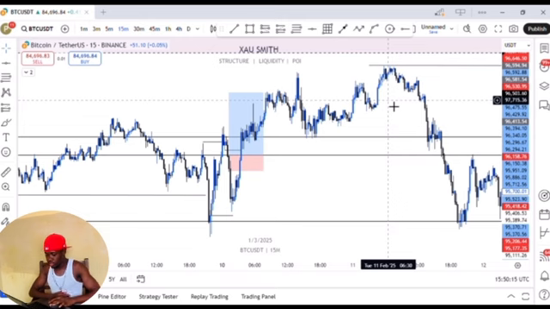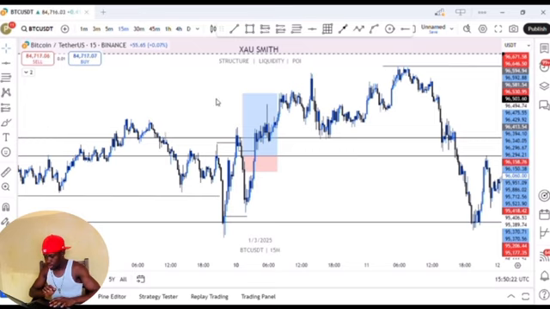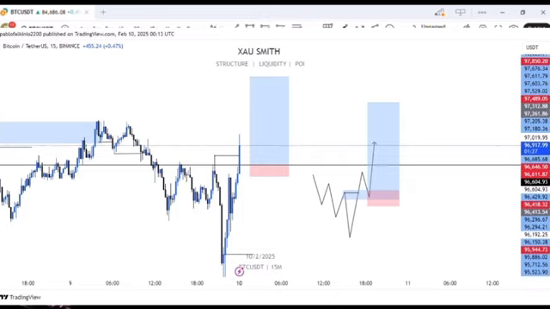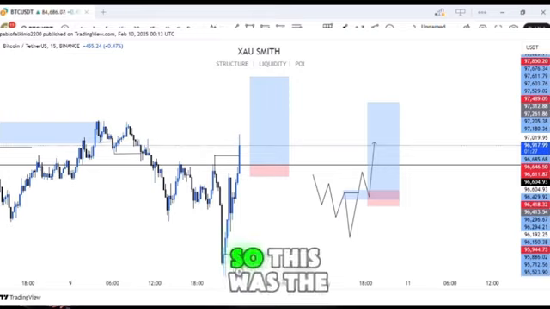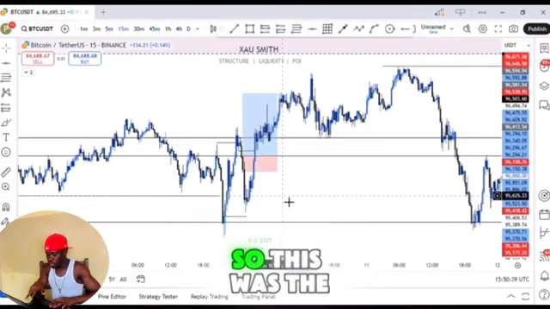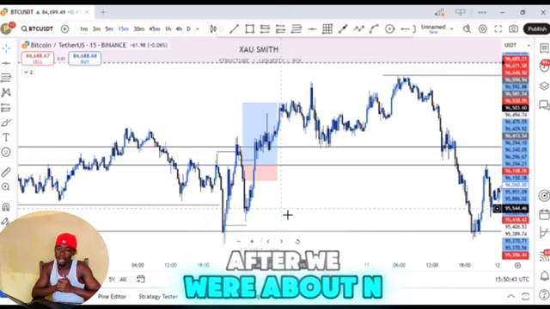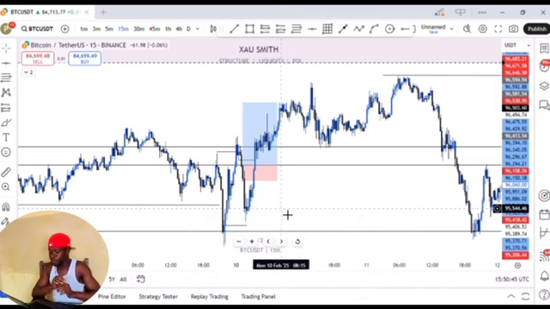So guys, on the first trade, this was what I was looking at. This was the before of the trade. I was looking to take it off this breaker block, so I waited for price to engineer liquidity on the lower time frame. And this was the outcome of the trade. So this was the first loss from BTC after we were up about $16.